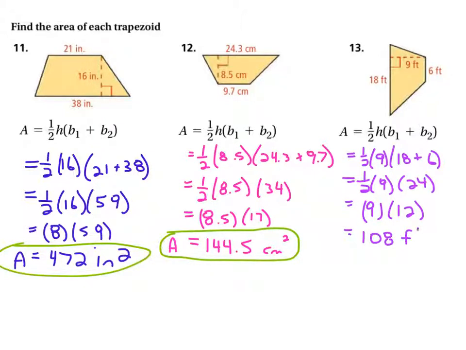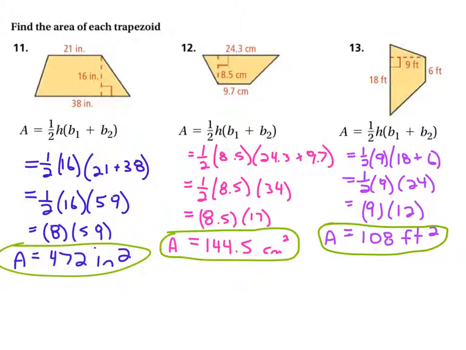And what are the units? The units were feet. And since we were finding the area with lengths of feet, then we have feet squared as the units. And then we have, as a final answer, the area of that trapezoid number 13 is 108 square feet.